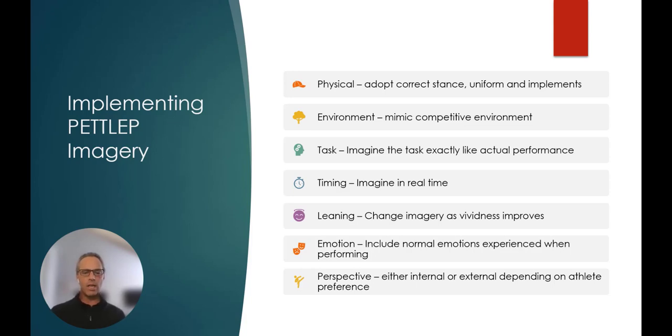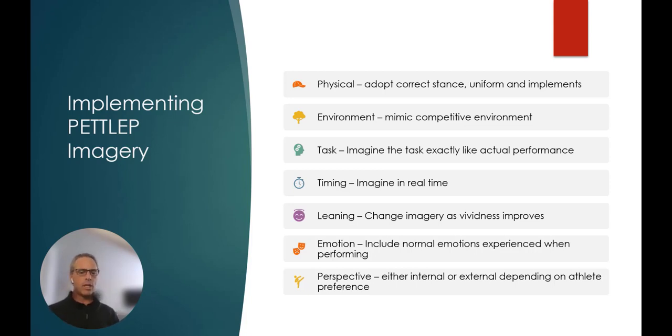The task: you want to image the task exactly like the actual performance. So again, this doesn't have to stick just to sports. You might want to do an imagery script for your upcoming tests or upcoming interview or even an upcoming date, right? So think about the task you have. The timing: remember to imagine things in real time. Now, there is evidence that imagining things slower than real time can help correct mistakes, but generally speaking, we want to imagine things in real time.